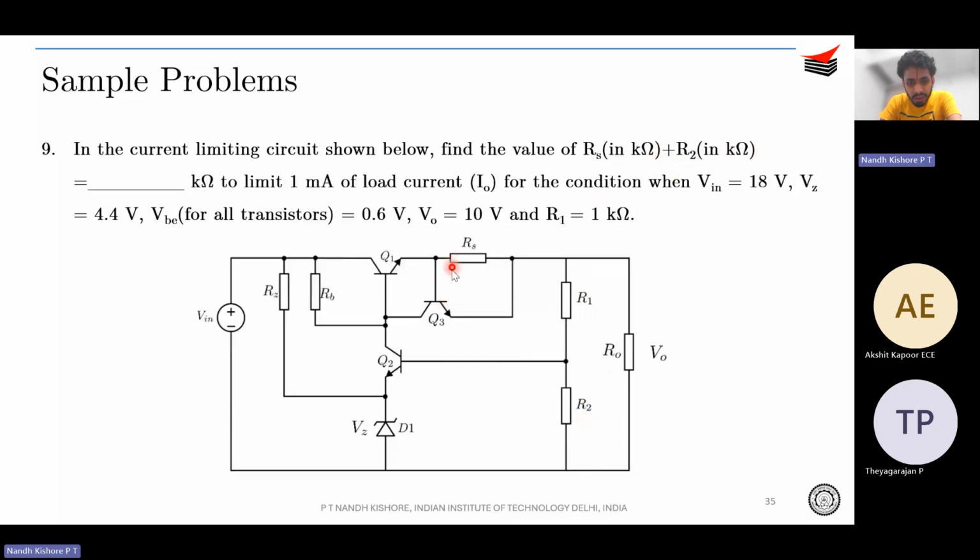And what about RS? We just found out in the first problem itself that in the current limiting circuit, your VBE is equal to I0 into RS, right? Therefore, VBE is 0.6, I0 is 1 milliampere. Therefore, RS will be 0.6 by 1 milli, or that is 0.6 kilo ohms, correct?